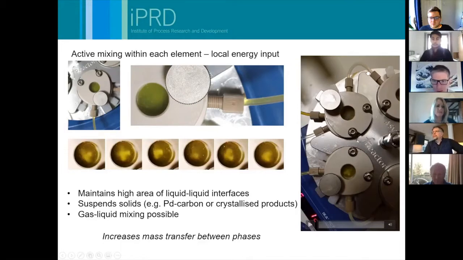Now, ultimately, you might get a blockage, but then you've seen how easy it is to shut the reactors down to clean things out. And we've also done quite a lot of gas-liquid mixing within the systems. And I'll give you some examples in a moment.